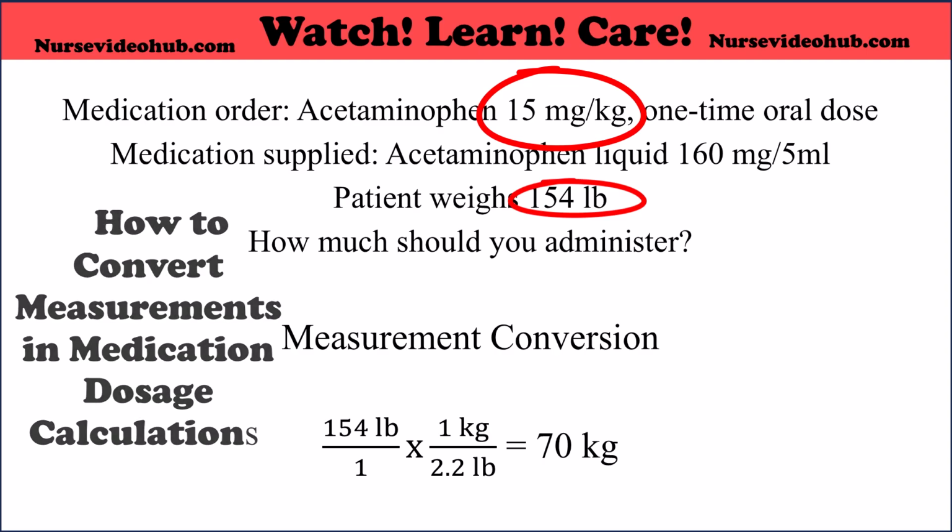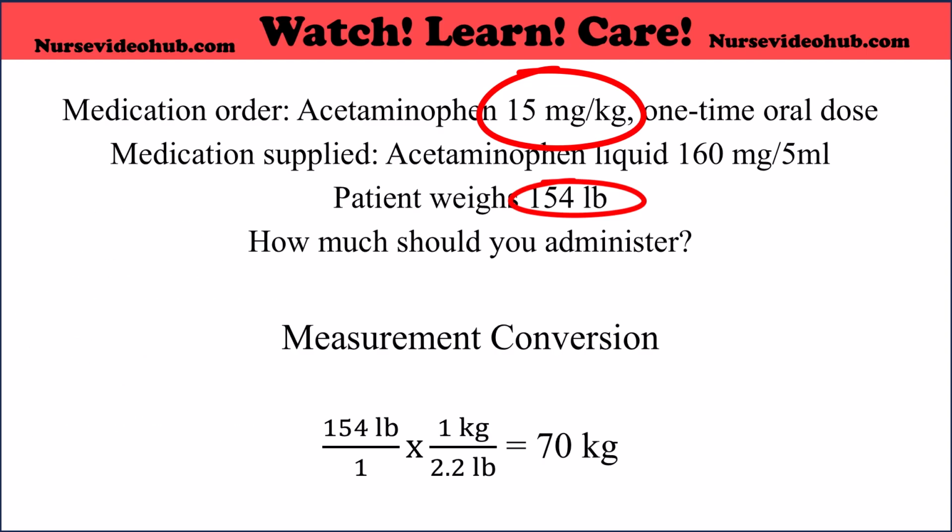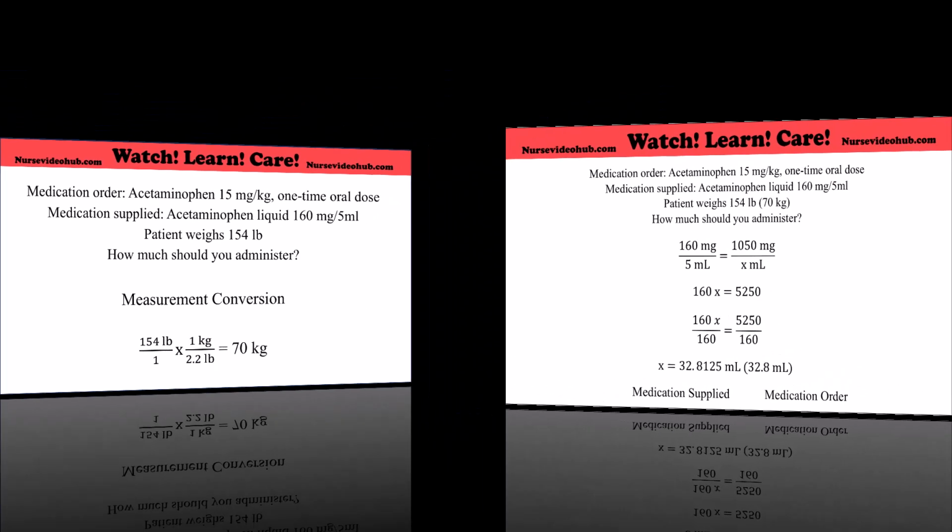To complete the weight conversion, place the patient's weight in pounds as a fraction over 1. Then multiply by the conversion factor of 1 kilogram equals 2.2 pounds. The pounds cancel out. 154 divided by 2.2 equals 70 kilograms. Here you multiply straight across, not diagonally, as in cross multiplication.